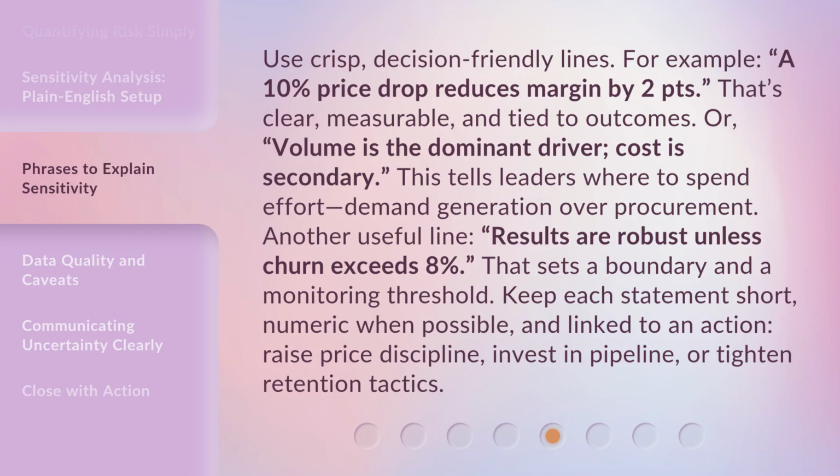Another useful line. Results are robust unless churn exceeds 8%. That sets a boundary and a monitoring threshold. Keep each statement short, numeric when possible, and linked to an action. Raise price discipline, invest in pipeline, or tighten retention tactics.